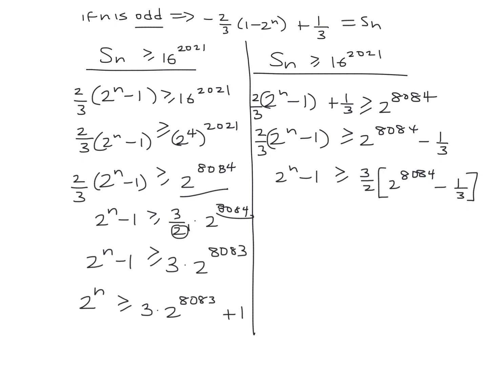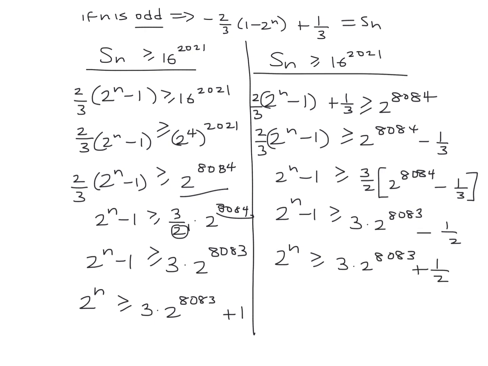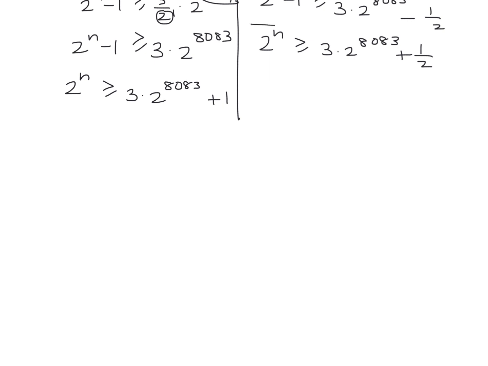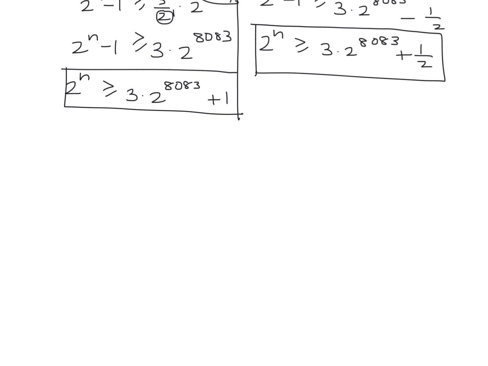And then what do I do now? If I did this correctly, hopefully. I guess I can expand it. 2n minus 1. This is going to be 3 times 2 to the 8083, very similar to the previous one. And I think this just becomes minus a half. And then finally put the 1 on the other side. So 3 times 2 to the 8083. If you add 1 to both sides, this becomes a half. Okay. All right, great. So I got this final result and this final result. One is for even, one is for odd. But I've got to combine these.